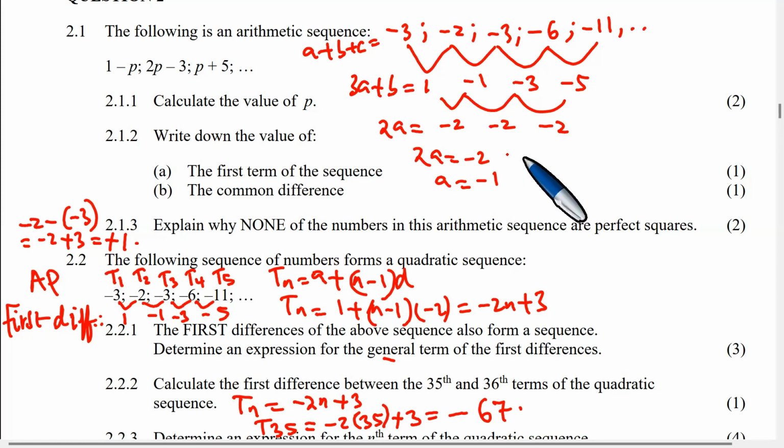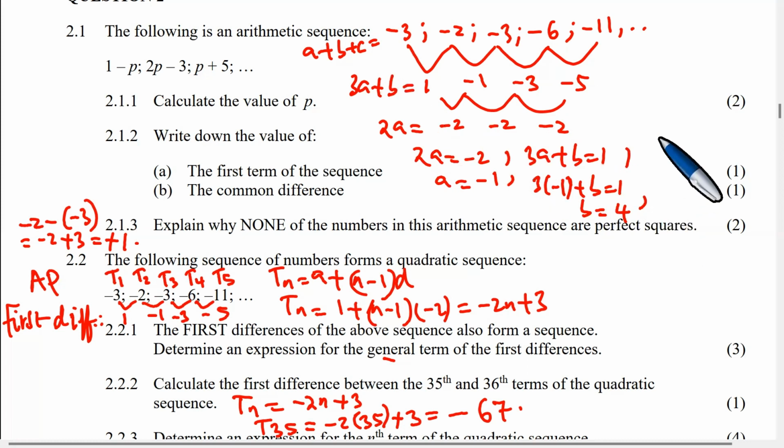Then we get to the next one. 3a plus b is 1. With a is minus 1, minus 3 plus b is 1, which means b is 4. Then we have a plus b plus c equals minus 3.